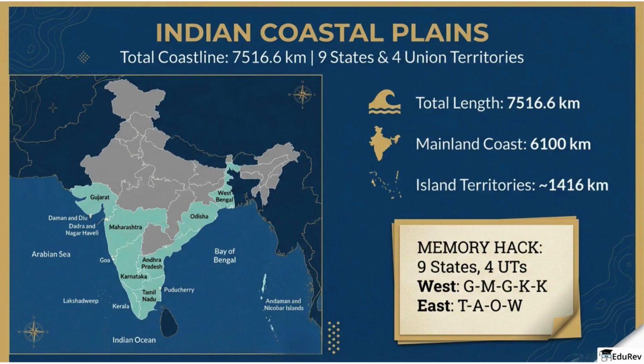Now the memory compression. West Coast, GMGKK. East Coast, TAOW. West means Gujarat, Maharashtra, Goa, Karnataka, Kerala, moving north to south. East means Tamil Nadu, Andhra Pradesh, Odisha, West Bengal, moving south to north. Use this as your political backbone. Once this is clean, math questions become easier.